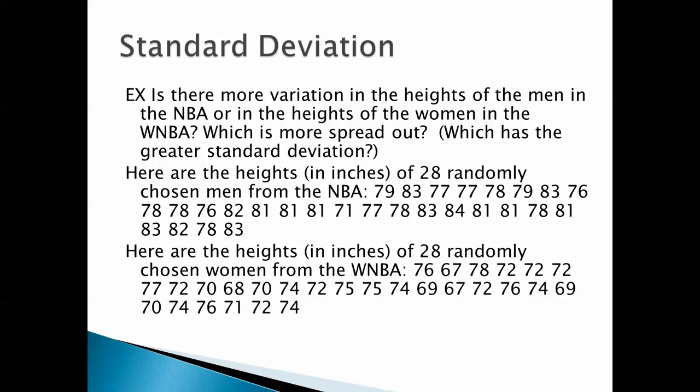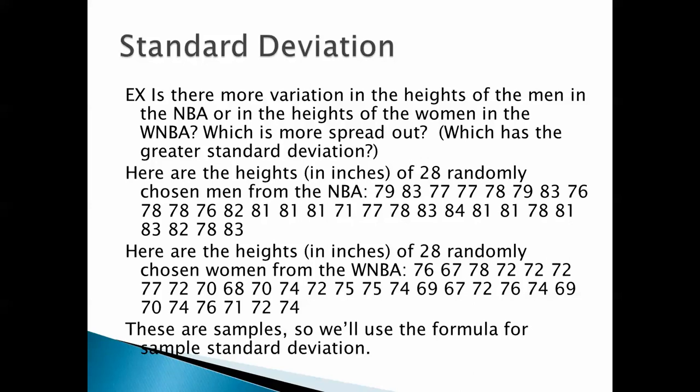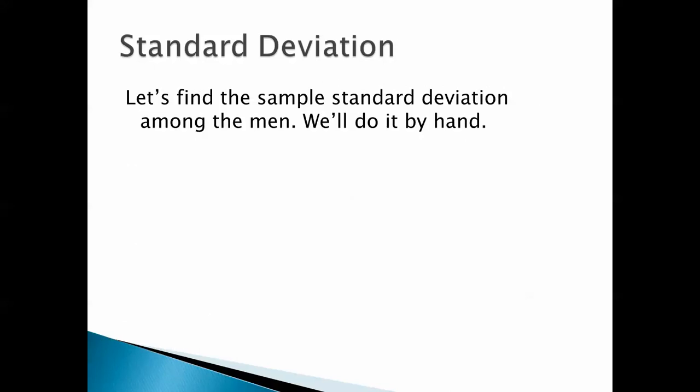Here are the heights in inches of 28 randomly chosen women from the WNBA. 76 inches, 67, 78, and so on, all the way up to 74. These are samples, so we'll use the formula for sample standard deviation. Let's find the sample standard deviation among men. We'll do it by hand. And again, I'm not going to hold you accountable to know how to do it this way.